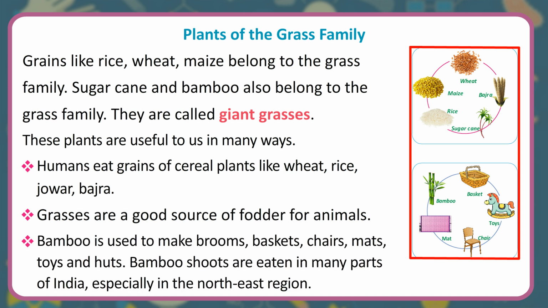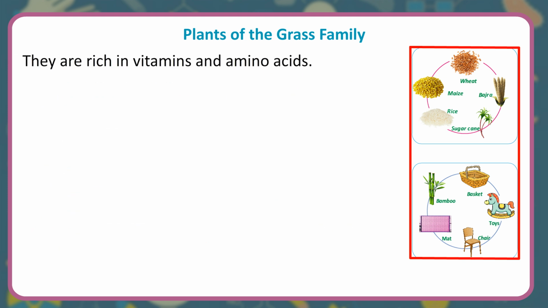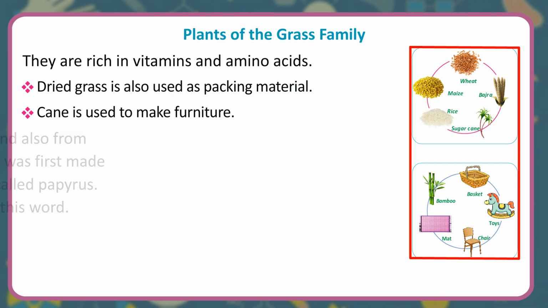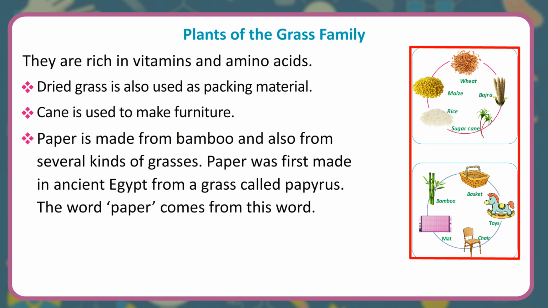Bamboo is used to make brooms, baskets, chairs, mats, toys and huts. Bamboo shoots are eaten in many parts of India, especially in the northeast region. They are rich in vitamins and amino acids. Dried grass is also used as packing material. Cane is used to make furniture. Paper is made from bamboo and also from several kinds of grasses.